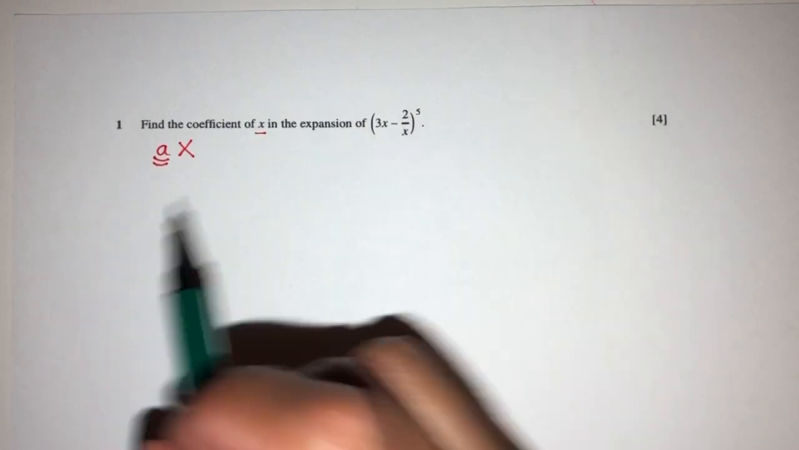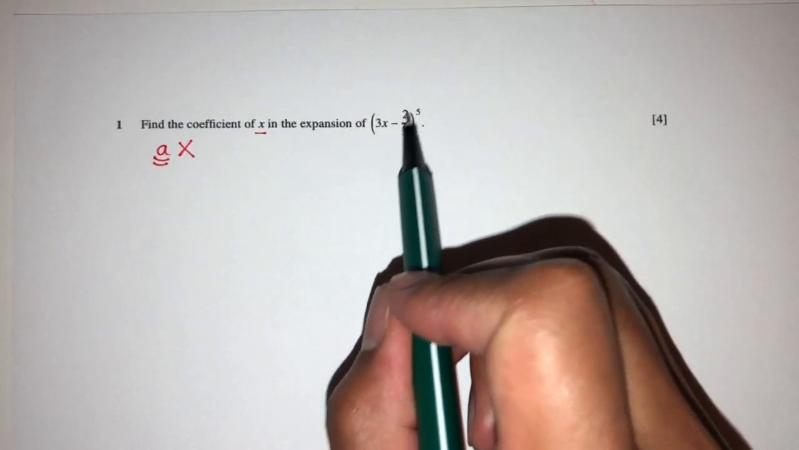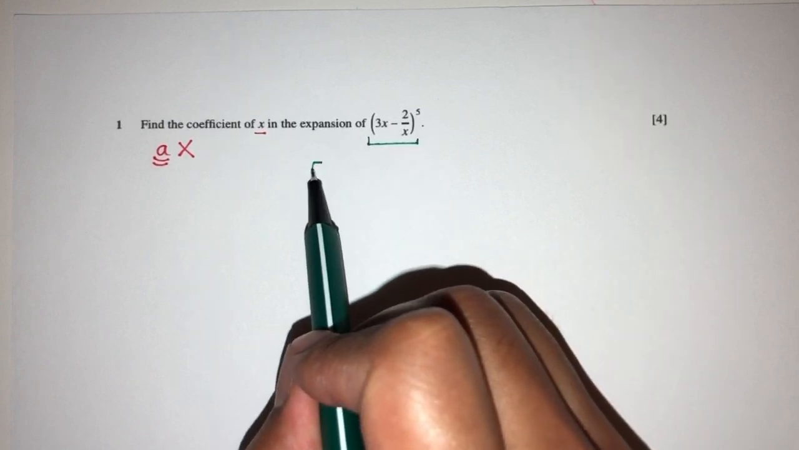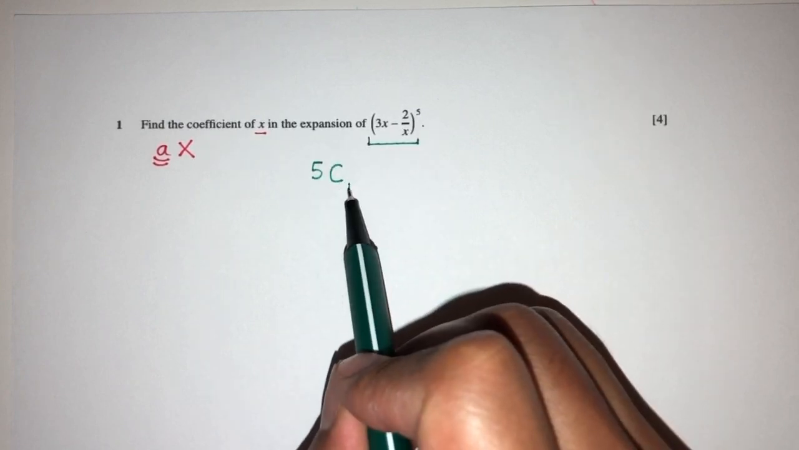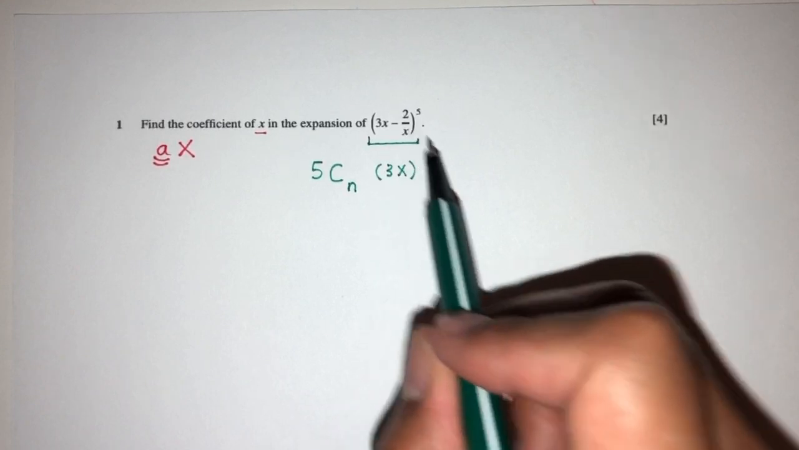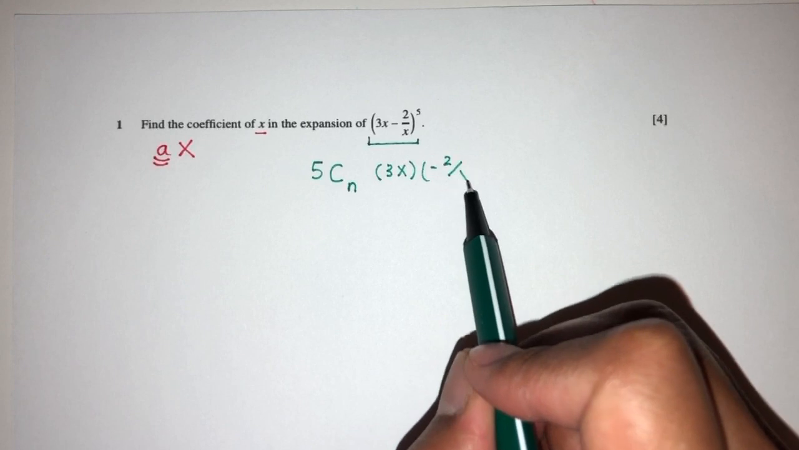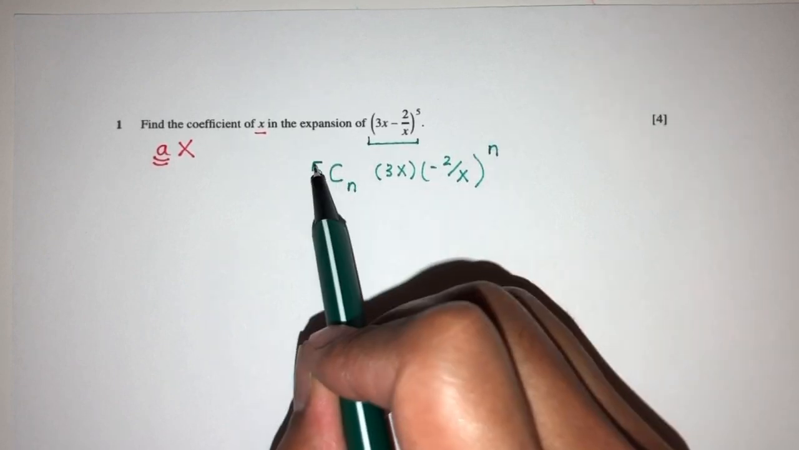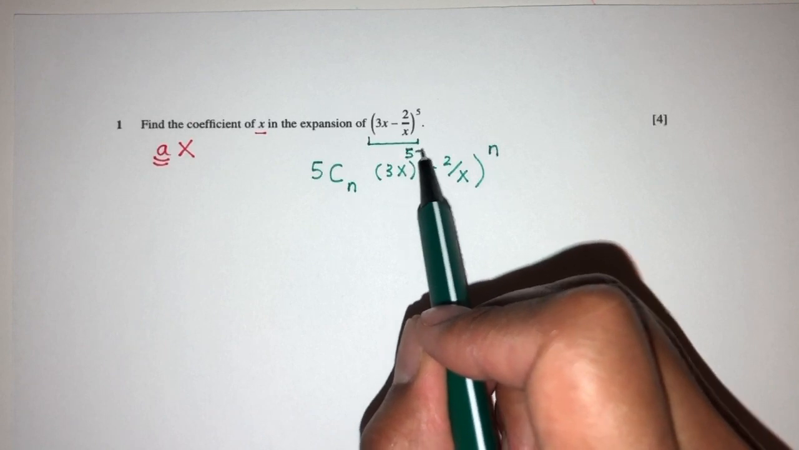So let's do one by one. So here we have (3x minus 2 over x) power 5. Now usually how would you expand this? You will have 5 choose something we don't know yet, and the first term is 3x, and then here you will have minus 2 over x. Here we have n, this will have to be n as well, and here we have 5 minus n.